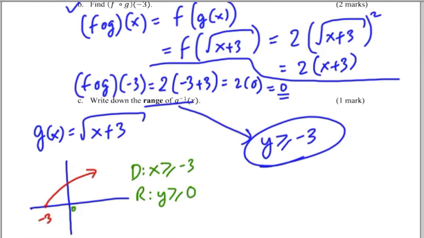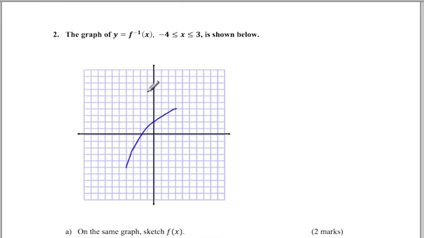Okay, so let's move on to the next question. Number 2: the graph of f inverse is shown here. On the same graph, sketch f of x. In other words, f inverse and f of x are inverses of each other. So all we have to do is get an xy plot and switch them. Here's what I mean. Let me get a few points.